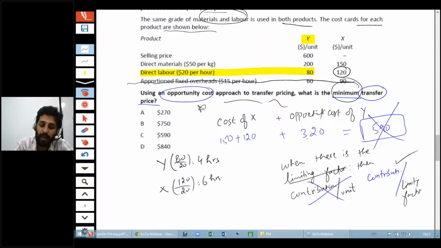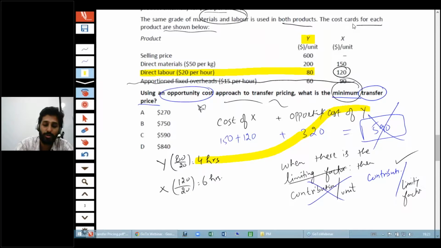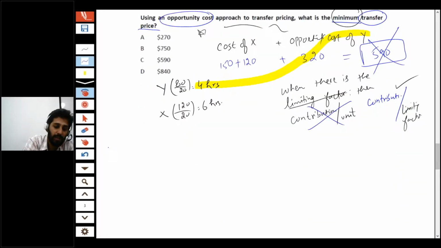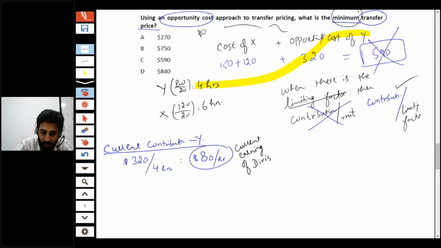Now, I am earning the contribution from Y, and Y is being made in 4 hours. So your current opportunity is measured that way. The current contribution from Y is 320 per 4 hours, so that means 80 per hour. That is the current earning of the division.